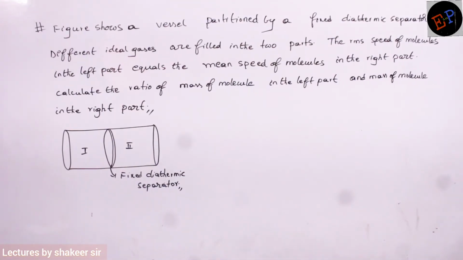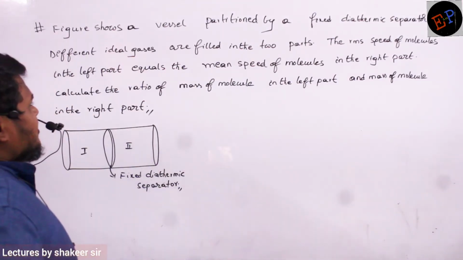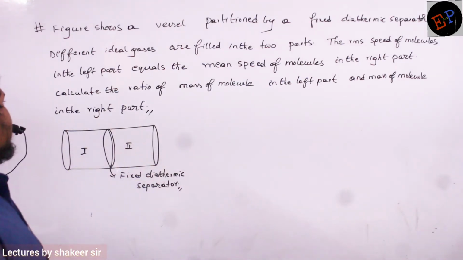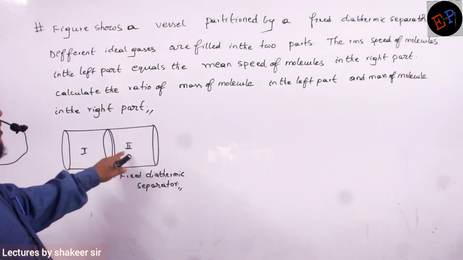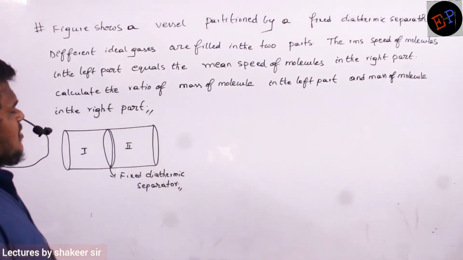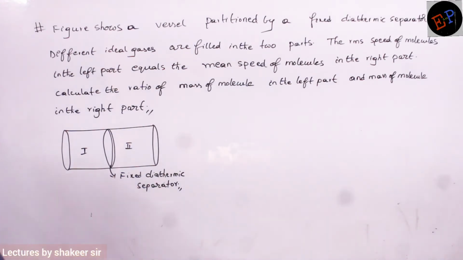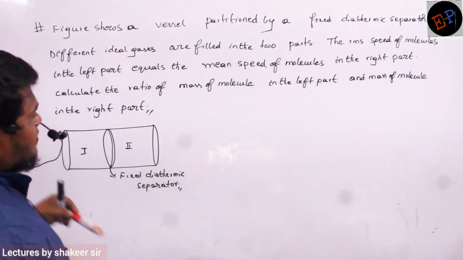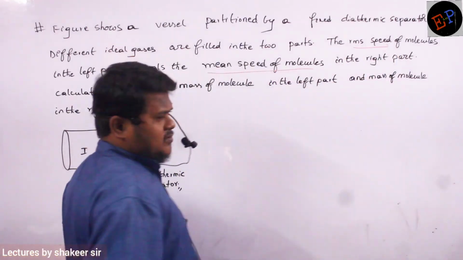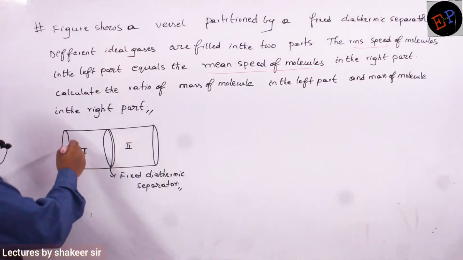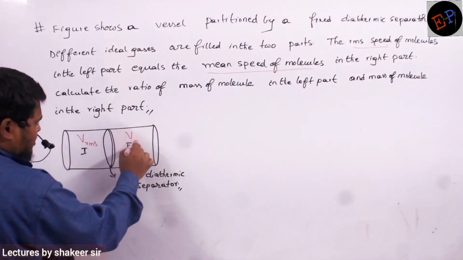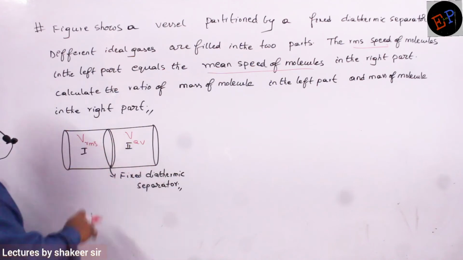Okay? So see this question. The figure shows a vessel partitioned by a fixed diathermic separator. Different ideal gases are filled in the two parts. Here there is one ideal gas, here there is one more ideal gas. The RMS speed of molecules on one side is equal to the mean speed, meaning the average speed, of molecules on the other side. It means if I take Vrms here, and here I take the average velocity, these two are equal, he is saying.